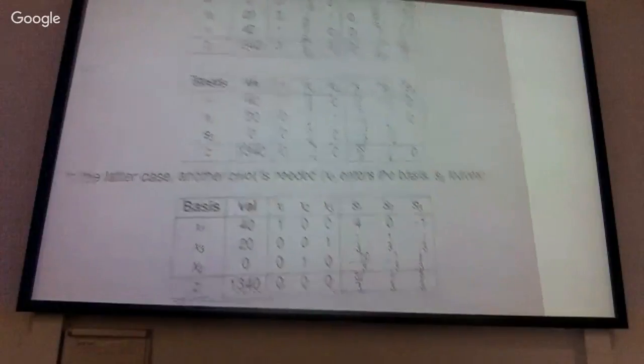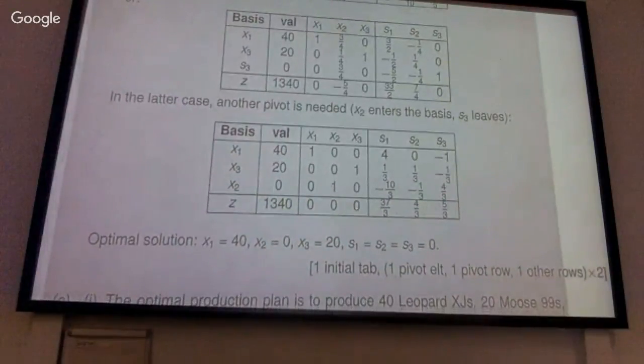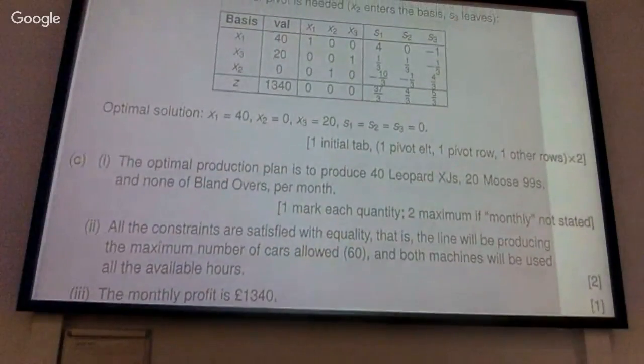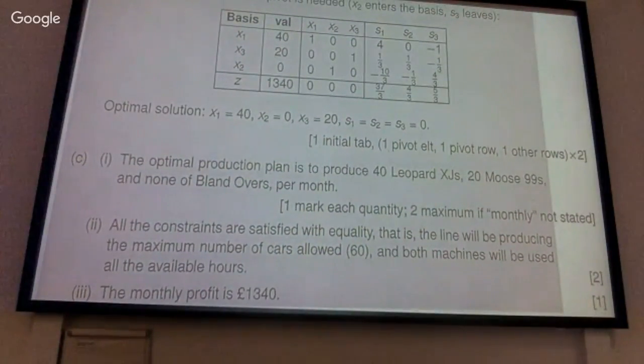So then that's the answer. And the last bit that remains is the interpretation. So you go back to what x1, x2, and x3 meant, and you say what it means for the production policy of the company. And in this case, because x1 is 40, you're supposed to produce 40 Leopard XJs, 20 Moose 99s. The slack variables being all 0 means that all constraints are satisfied with equality, and the monthly profit is 1,340. Any questions?